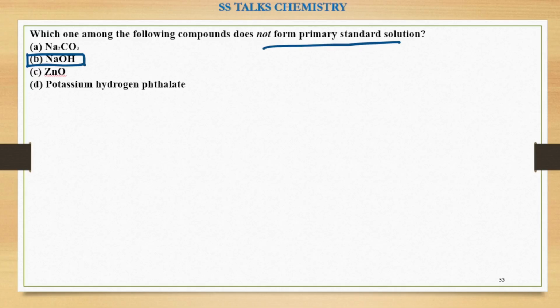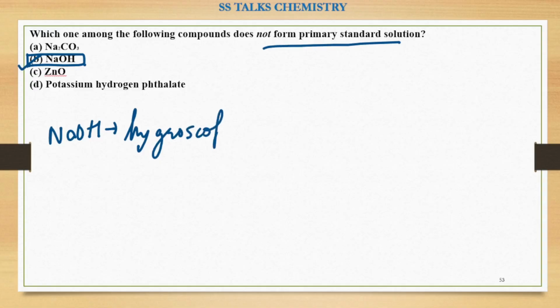Small pellets we get in the lab, right? They possess a soapy touch. With the help of a spatula, we take those pellets and make the solution whenever we require NaOH. So the correct answer will be option B in this case, the reason being NaOH is hygroscopic in nature.